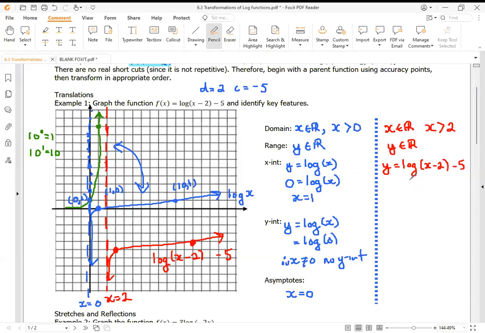For the x-intercept, remember, now we have y equals log of x minus 2, and outside minus 5. If I plugged in a 0 here, now it's not so simple. If we want to solve for x, we have to get it as alone and isolated as possible. I will bring the negative 5 to the other side by adding 5 to both.